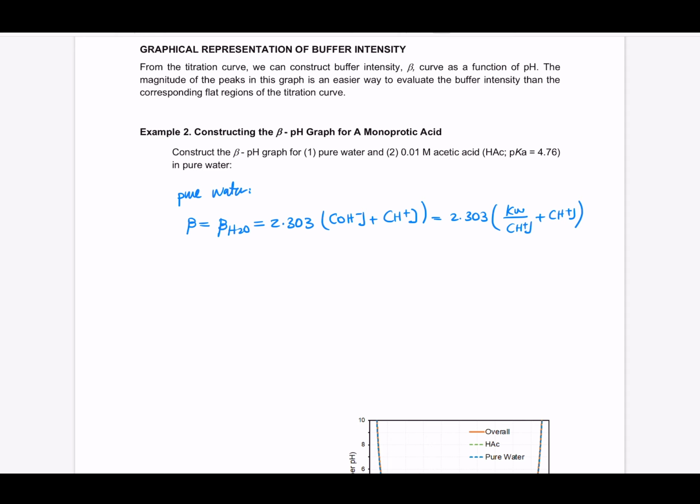You have the expression, and you just need to construct that spreadsheet. So you change the concentration of H plus, then you calculate the pH, obviously. This would be your x-axis. Then you calculate beta, which would be your y-axis.